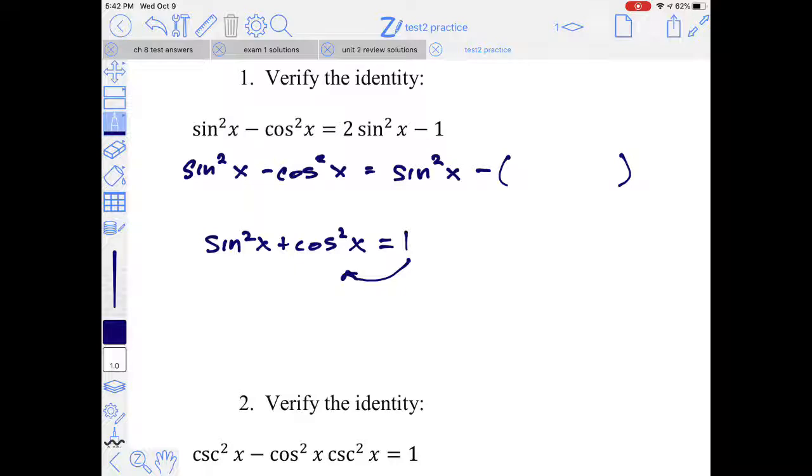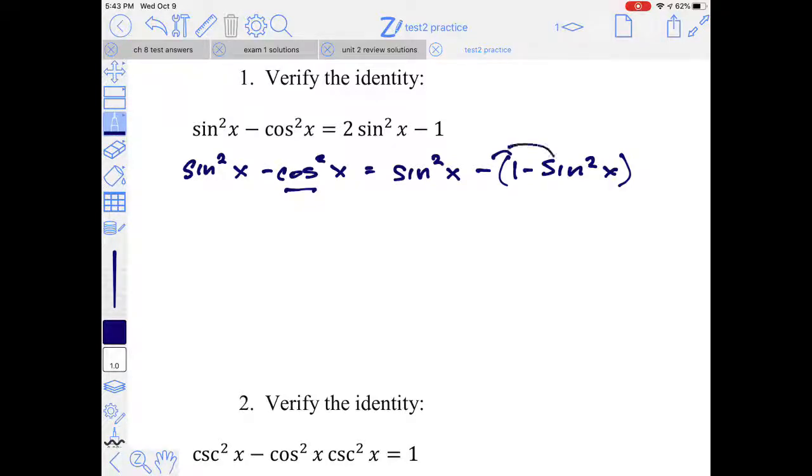Oh, I see what you're saying. Yeah, and that's totally fine. But let me erase this just so I can go along with my train of thought. And yours would work perfectly too. If we replace this cosine squared with 1 minus sine squared x, then we distribute that minus sign. Same result, just a different way to do it. And that's the nice thing about these, there's tons of different ways you could potentially do these.